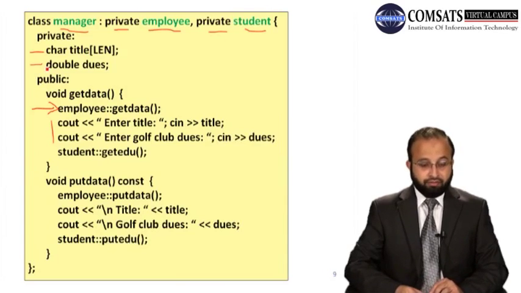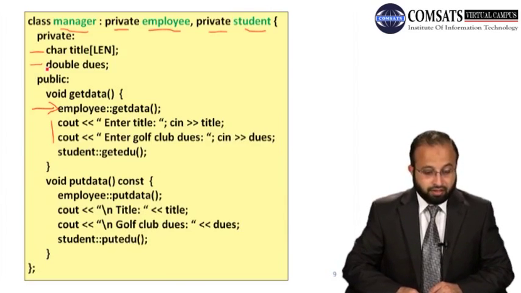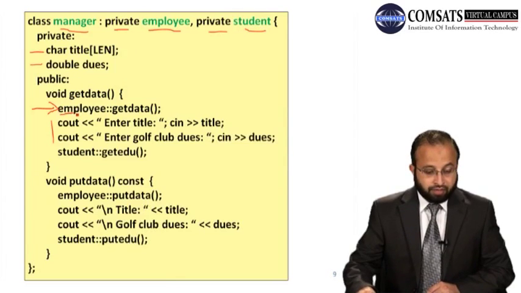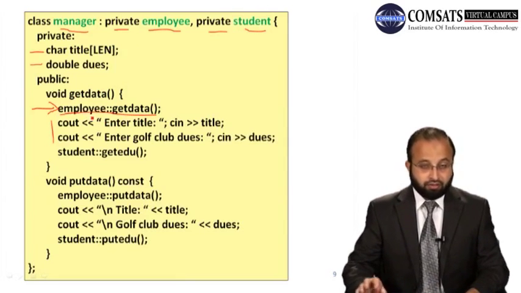So these are all the fields that exist within the object of a manager class, ठीक है, because this class is inherited from employee and student class. So यहाँ पर जो सबसे पहले ये फंक्शन कॉल होगा गेट डाटा का, इसको आपने क्लास नेम के साथ कॉल किया, you call this function with the name of the class, that is employee dot get data, ठीक है। Employee scope resolution operator get data, so get data will be executed.